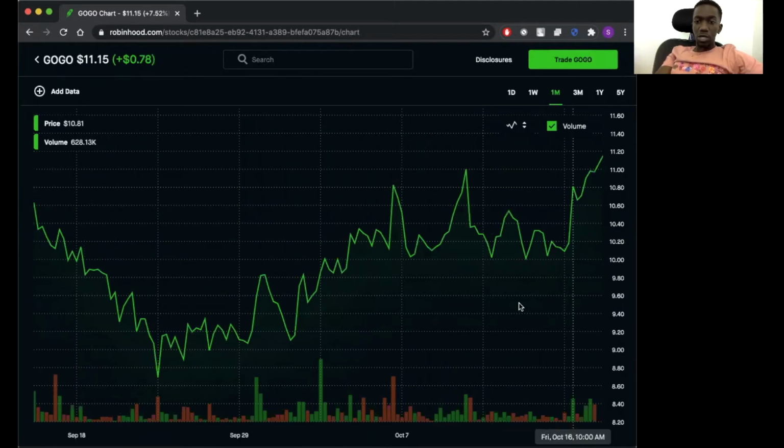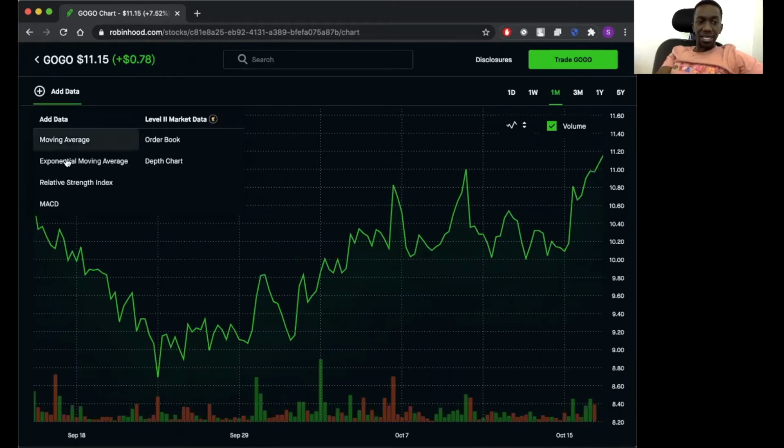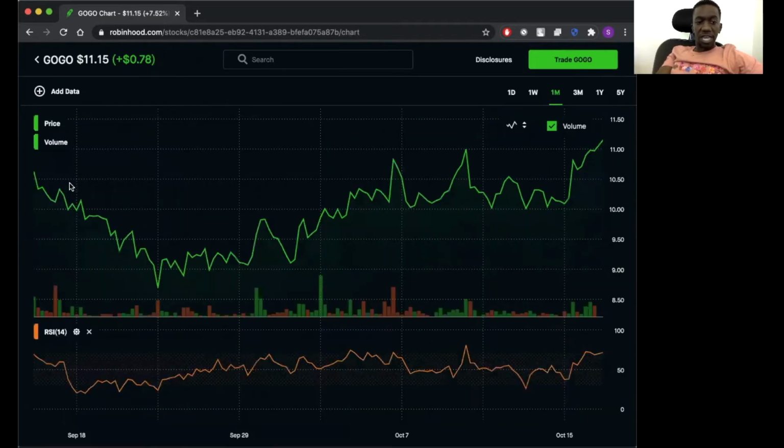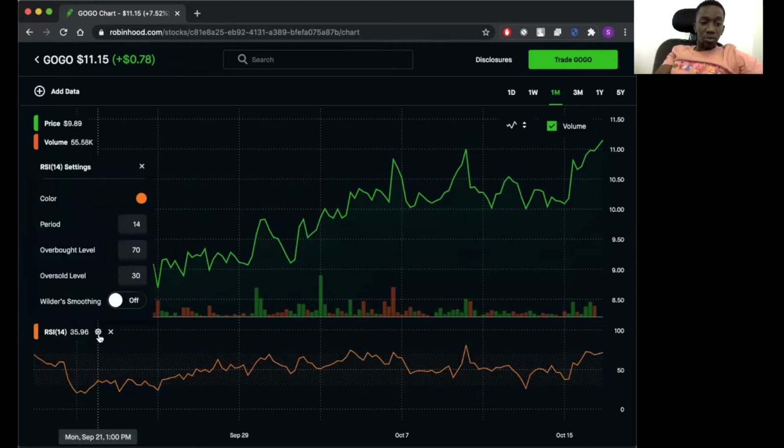So now we only see one graph, which is pretty much telling us the price. When we want to add some data, we hit this button right here. Boom, add data. You slide down to relative strength index. Now, again, you want to make sure that your RSI is at 14. Now, if it's not at 14 when you automatically hit it, just go ahead, hit this little settings button, and then you can change the color.